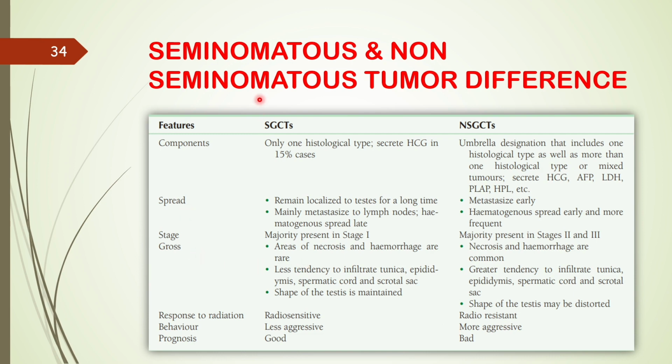Grossly, seminomas have a bosselated, rubbery appearance, right? Necrosis and hemorrhage are absent. There is less tendency to infiltrate the tunica albuginea, spermatic cord, and scrotal sac. But in non-seminomatous tumor, necrosis and hemorrhage are very common. They will infiltrate the tunica albuginea, epididymis, spermatic cord, and scrotal sac. So the shape of the testis could be distorted in a non-seminomatous tumor.